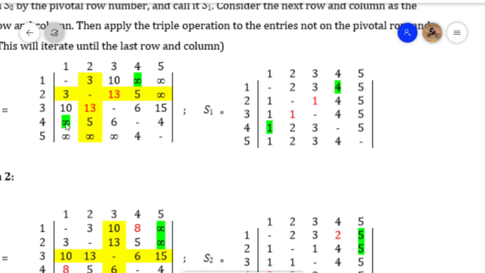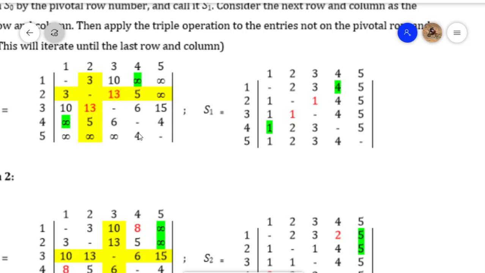Next, in the fourth row, we have infinity to be compared with 3 plus 5. 3 plus 5 is 8, which is less than infinity. So we mark it, meaning it will be replaced in the next iteration. Next, we have 6. 6 is compared with 13 and 5. 13 plus 5 is 18, greater than 6, so we do not mark 6. Then 4 compared with infinity plus 5. Infinity plus 5 is infinity.